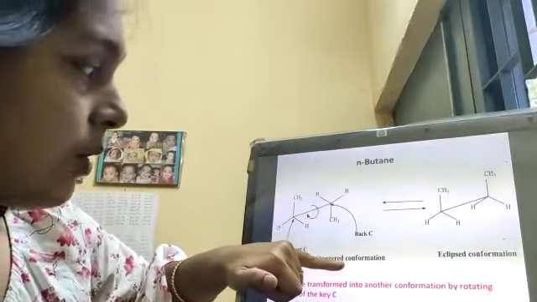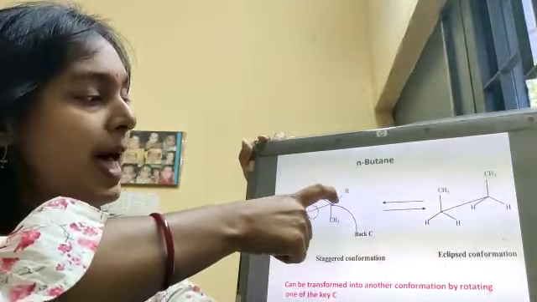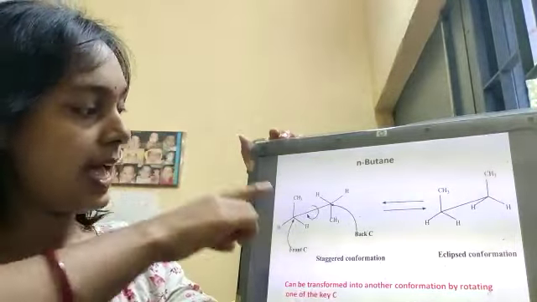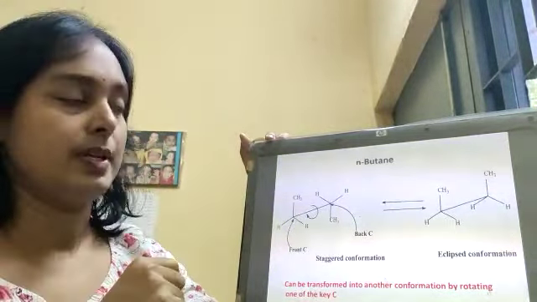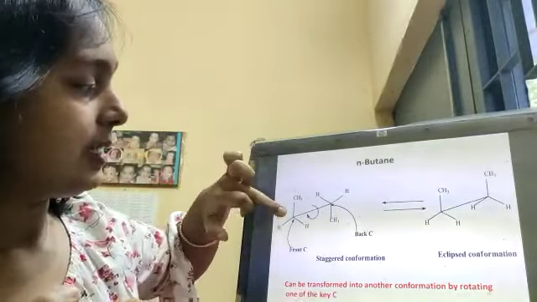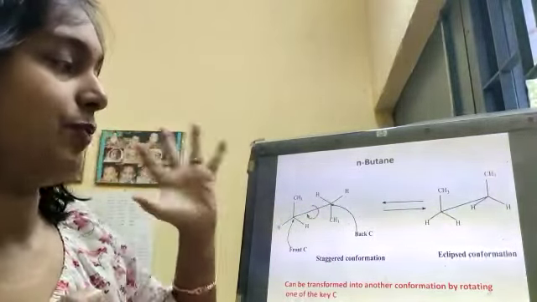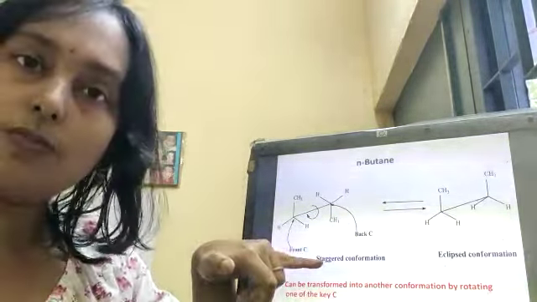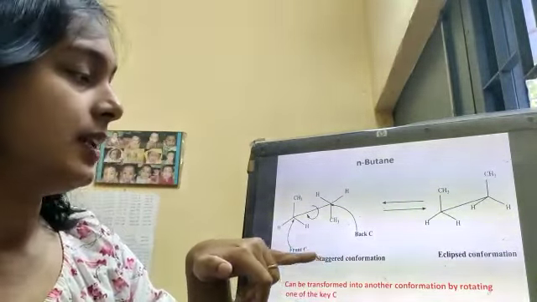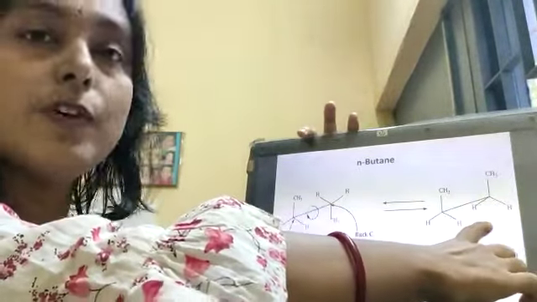This is called staggered conformation, as the groups attached with the back carbon are as far away as possible from the front carbon. The three groups are as far as possible with respect to the three groups attached with the front carbon. So this type of conformation is called staggered conformation, and it is best suited and has the least energy. So we can convert it into this type of conformation.